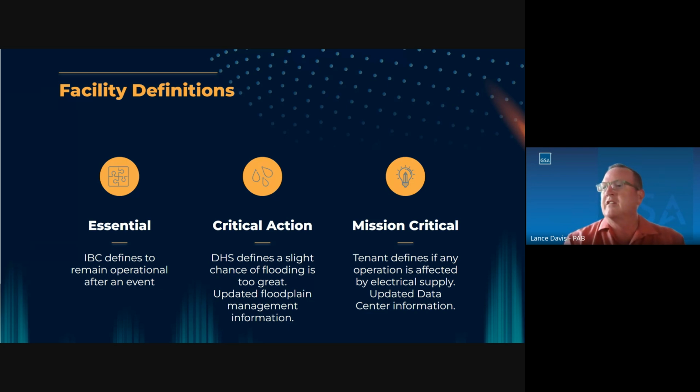And then finally, the last one in this category is mission critical. And this one is actually defined by the tenant, that if any of their operation is affected by the electrical supply going out, then there needs to be additional electrical utility and work that needs to be done. And so one of the things we added here is that we got some new information about data centers and how they relate to a mission critical facility. So there's some great new information that if you have a data center in your building, as to how to handle that and how to work on it.